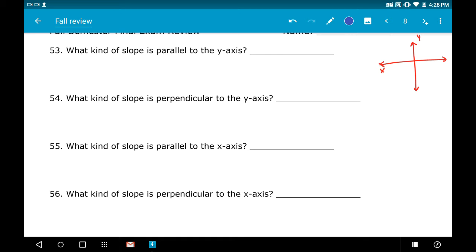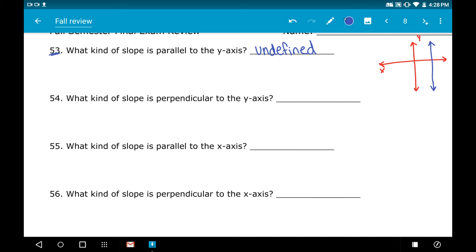Now if we want something parallel to the y-axis, it has to be like this. So these two lines are parallel. So this red y-axis and the blue one is the line I just drew. Those two are parallel because they never touch. So the slope of a vertical line was undefined. And we learned that earlier in the review.